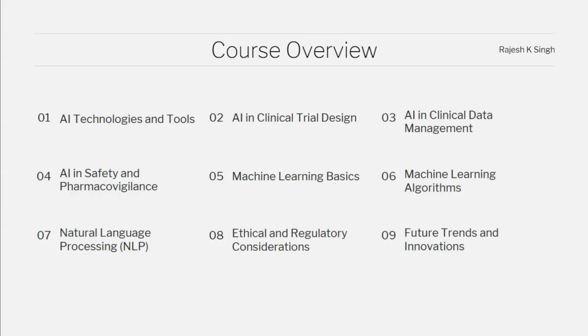Anyway, so we will learn overall 9 topics, with in-depth study of all the topics, and a few practice sessions after that. The basics will start with AI technology and tools, that is the introductory session we are having today. Then we'll have AI in clinical trial design, AI in clinical data management, in pharmacovigilance, machine learning basics, machine learning algorithms, NLP, that is natural language processing, ethical and regulatory considerations, and then we'll study future trends and innovation.